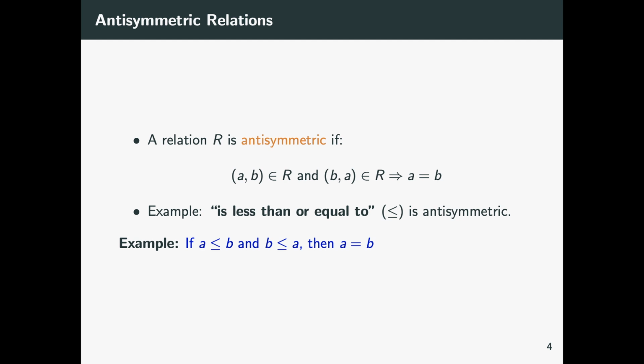If A is less than or equal to B, and B is less than or equal to A, then A and B must be equal. However, a relation like "is a friend of" is not antisymmetric because two distinct people can be friends with each other.